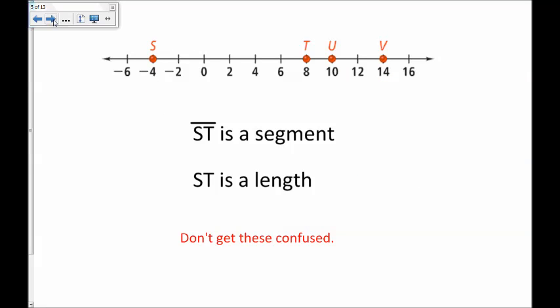Now, ST with a line on the top is a segment, senbun. ST with no line on the top is a length, nagasa or kyori. Okay, don't get these confused.